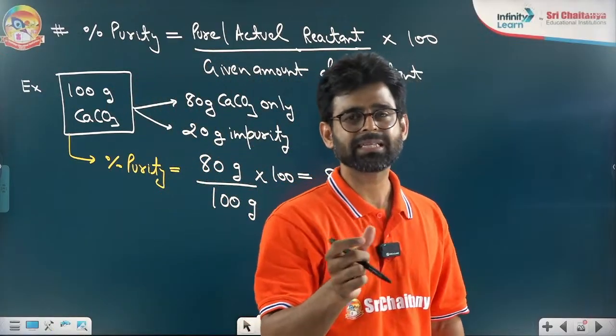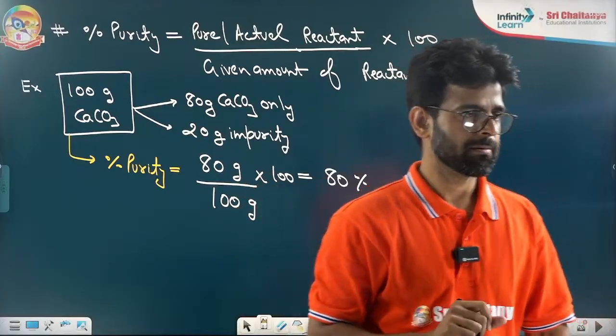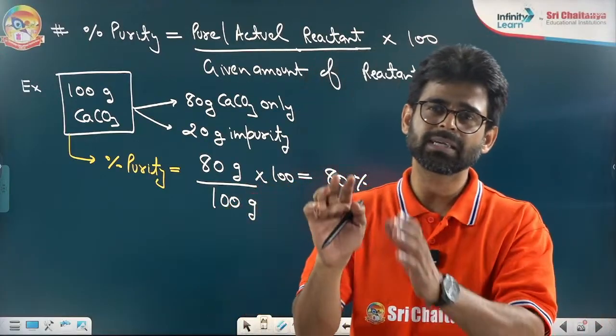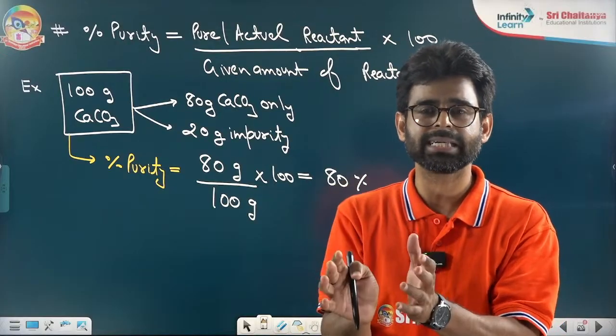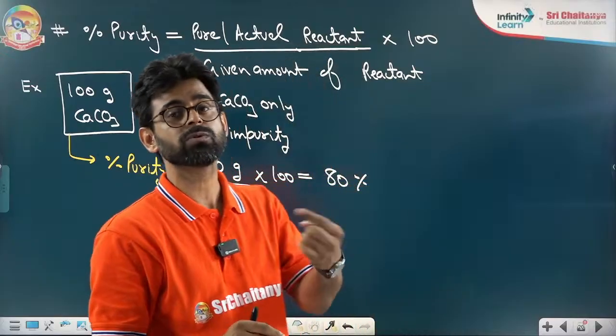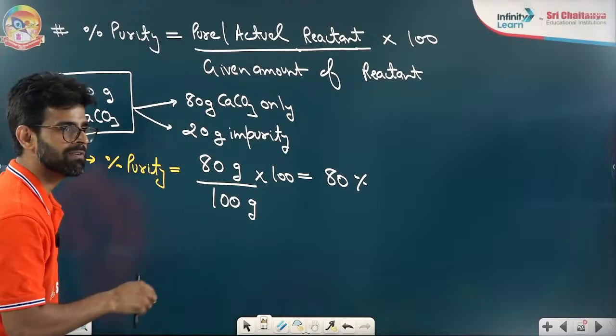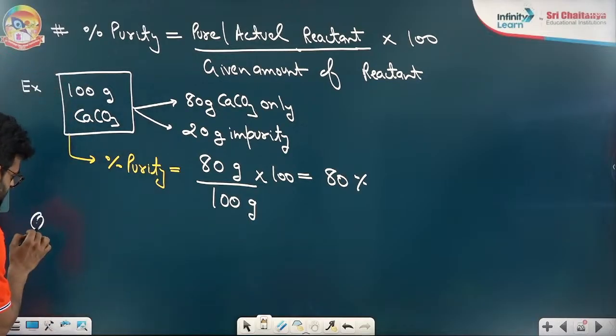So because of cheating in the market, only 80% is pure. So from the total given reactant, I have to find the pure reactant, which I will use in our stoichiometric questions. Fine? Clear?